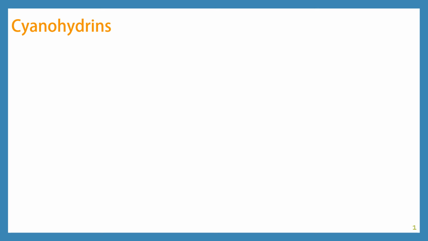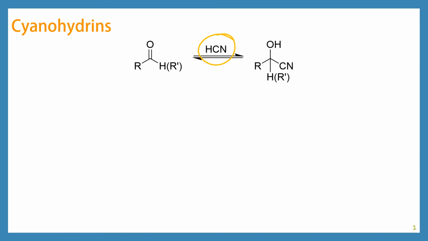In this video, we're going to discuss cyanohydrins and hydrates. A cyanohydrin is formed by reacting an aldehyde or a ketone with hydrogen cyanide, which is a toxic gas, to form a cyanohydrin. Now, the important thing about the cyanohydrin is that you have a hydroxyl group and a nitrile group. Both of these groups allow us to do some pretty cool transformations.